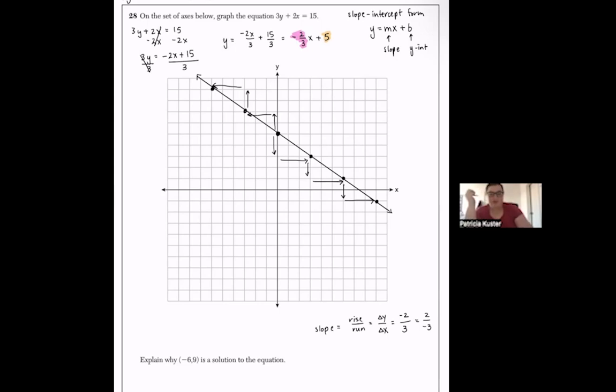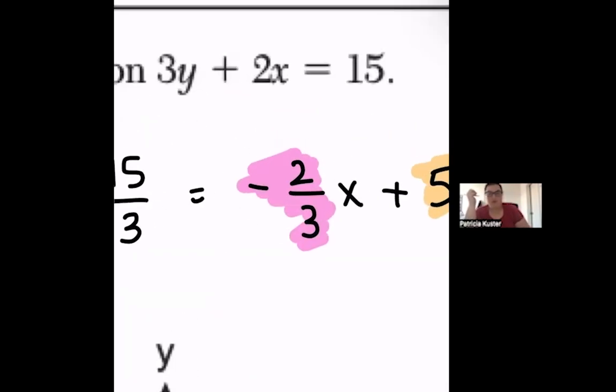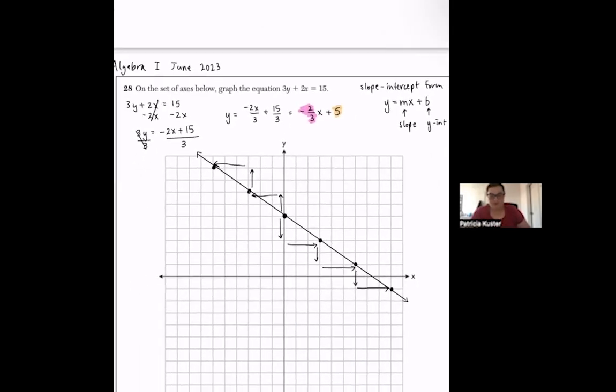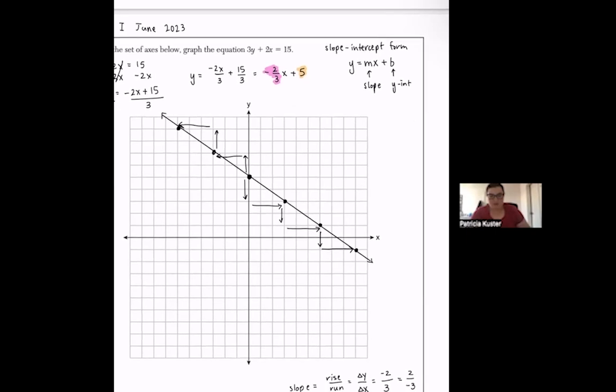When it comes to a negative, usually they'll write the negative in front, but you could actually put the negative in the top, or you could put it in the bottom. Depending on where you put it, that'll change the way you plot your points.